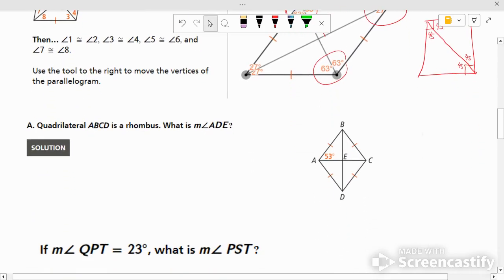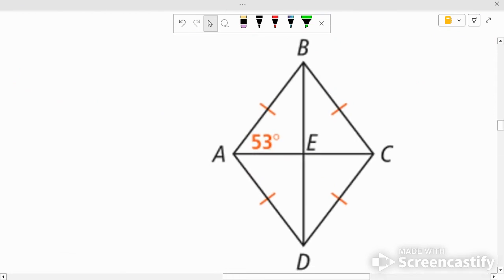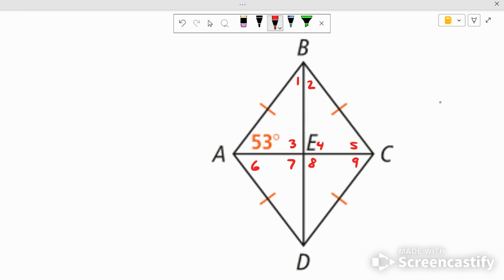Okay? So, the great thing about a rhombus is all we need to know is one little angle, and we can find the other angles. There's 11 angles left in a rhombus to find. All I need is that one to find the rest of them. Okay? Let's start with angle 3. How big is angle 3?